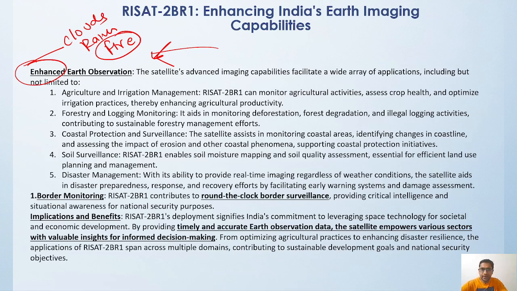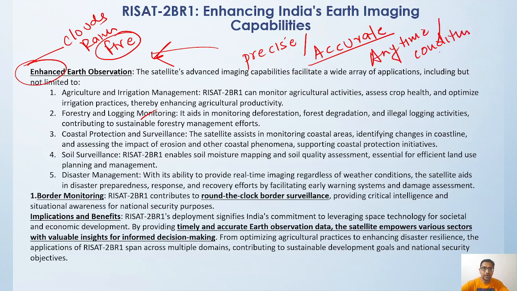So how is this enhanced Earth observation going to be helpful in the coming future? If we have much more enhanced Earth observation tools, it will be much more precise, much more accurate, and we can get information anytime, in any condition. If we go by agriculture and irrigation management, we can monitor agriculture activities, assess crop health, and optimize agriculture at any time and in any conditions.